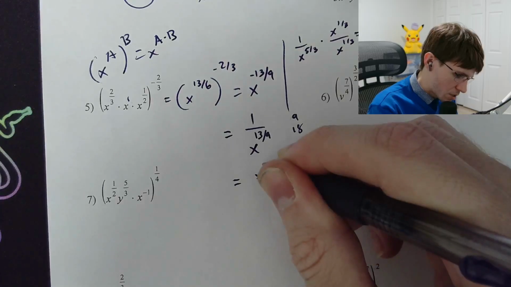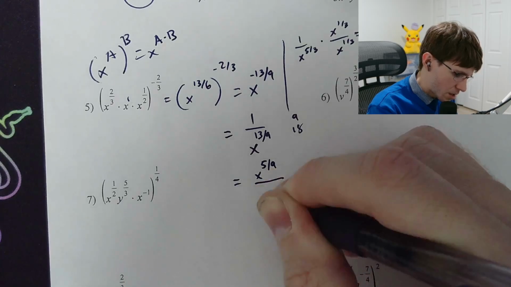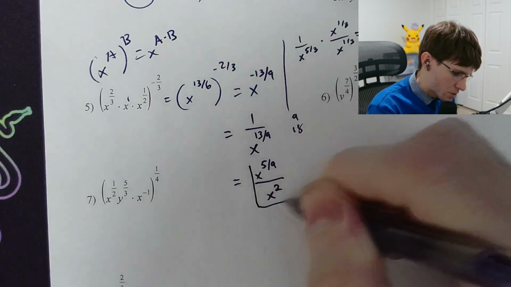We got x to the 5 over 9 divided by x to the power of 2. And there is our final answer.